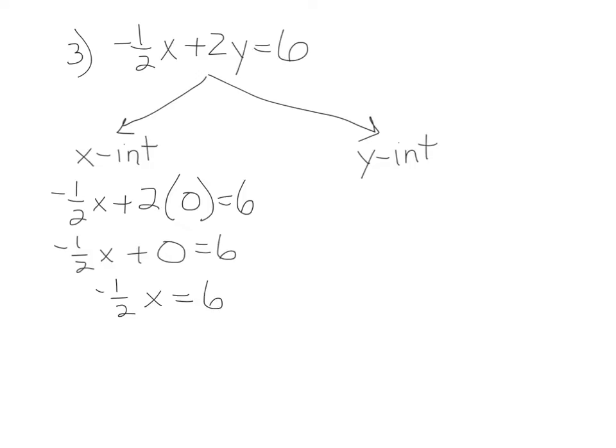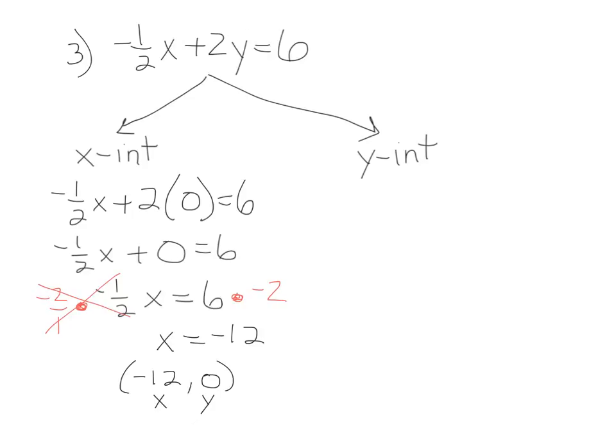And now to get rid of that multiplied negative 1/2, I'll multiply both sides by the reciprocal. So I'll multiply both sides of the equal sign by negative 2 over 1. Cancel, cancel. X equals negative 12. So the x-intercept is (negative 12, 0), because x was negative 12 when I plugged 0 in for y.